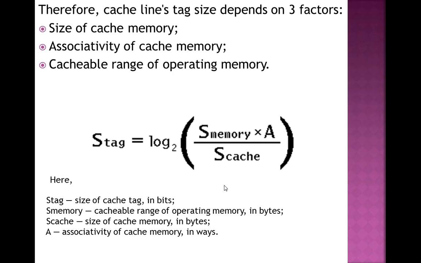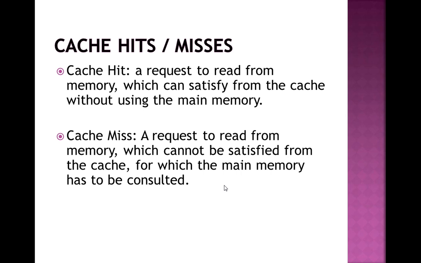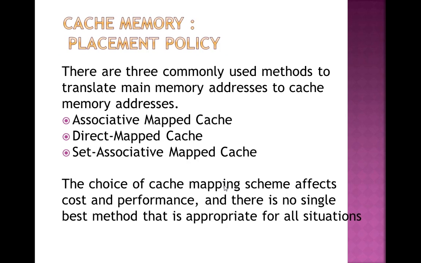This is the example, a diagrammatical representation. This is the syntax, or the example, or the formula that we have discussed. Then we will discuss cache hits and cache misses. If data is available in the cache memory, that is known as a cache hit: the data is simply fetched and the operation is performed. But if data is not available in the cache memory, then there is a cache miss.